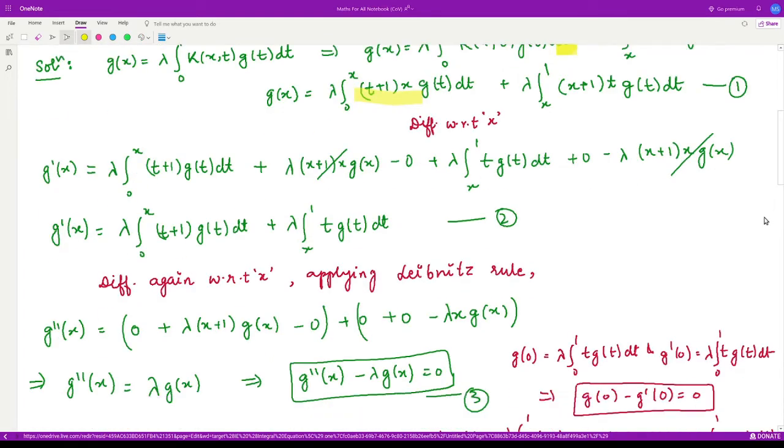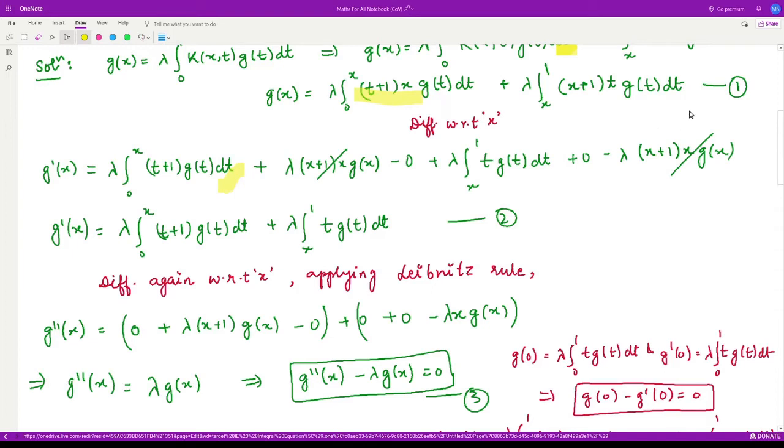Now, in order to solve this, what we do is we convert this integral equation into the corresponding differential equation. For that, we will differentiate it with respect to x and apply the Leibniz rule. On the left hand side, we simply differentiate g of x, that would be g dash x. On the right hand side, we apply the Leibniz rule: lambda, integration from 0 to x, the partial derivative of the first term with respect to x, that will give us (t plus 1) g(t) dt. Then the derivative of the upper limit with respect to x, that would be 1, and substituting x in place of t, lambda into 1 into (x plus 1) into x into g(x), that would be the second term. The third term would be the derivative of the lower limit, which is 0, so this term is 0.